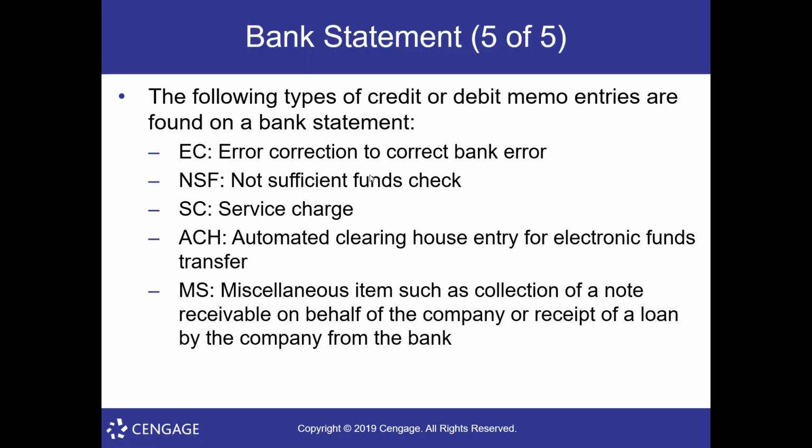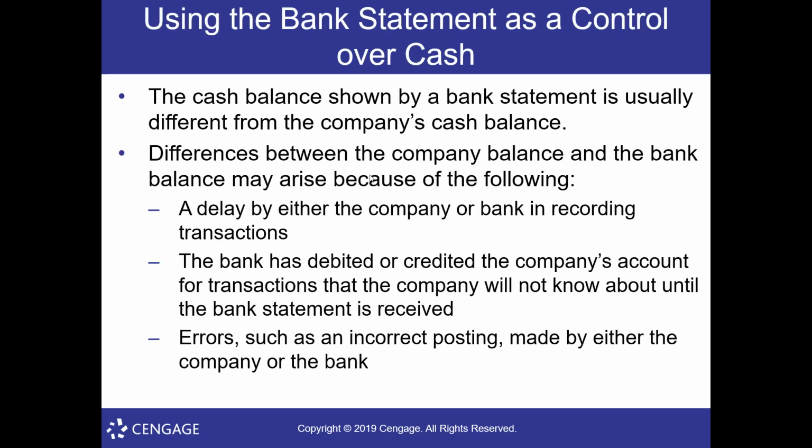The following things are memos on a bank statement. Error correction is EC. Non-sufficient funds means someone wrote you a check and then they didn't have enough money in their bank account. Or vice versa, you didn't have enough money in your bank account if you've overdrawn your account. Service charge, there's a fee for that. ACH is automatic clearinghouse. MS is miscellaneous items, such as a collection of a notes receivable. So if you have a loan with the bank, they could automatically collect. A lot of times you sign up for that, it saves you some interest.